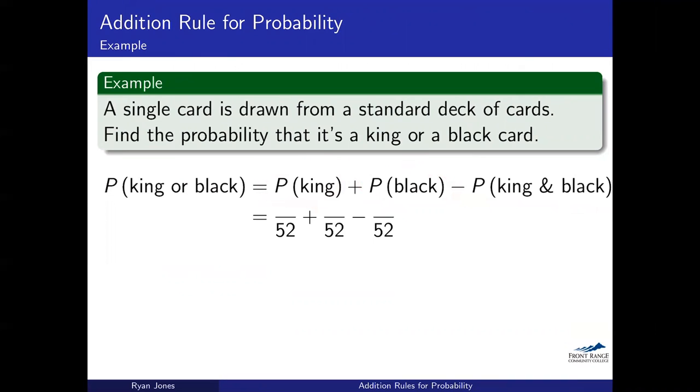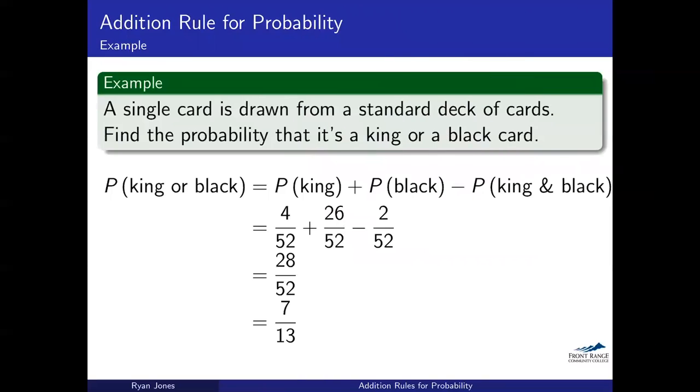All right, so if I fill these in, the probability that I draw a king is 4 out of 52. The probability that I draw a black card is 26 out of 52, as we mentioned earlier. And the probability that I draw both a king and a black card is 2 out of 52, because there are 2 of those, the king of spades and the king of clubs. We can work all this out, and you can see those right there. 28 over 52, we simplify by dividing both numerator and denominator by 4, and we get 7 over 13, and that's our nice answer right there, 7 over 13.